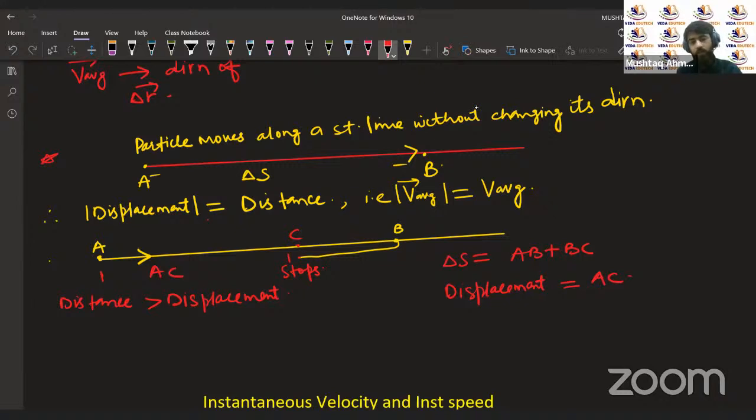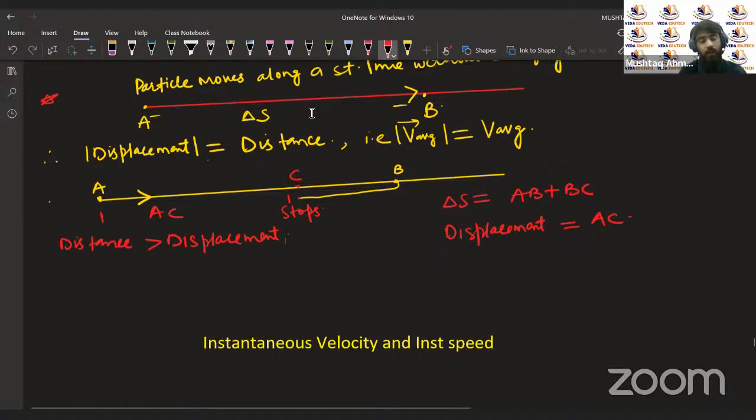And in this case, the total path length becomes greater than the magnitude of the displacement. So we can say that the displacement is less than the distance, or the distance is greater than the displacement. Or in general, we can say the average speed here is greater than the magnitude of the average velocity. Here I am not using a vector for speed, so I'm talking about the speed.